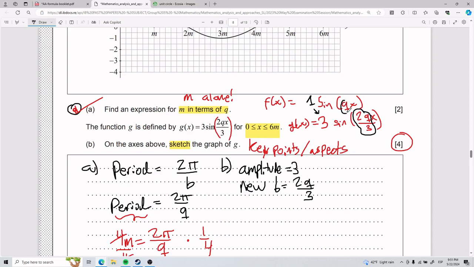Before your b was just q, now it's 2 over 3q. Everything else is the same. And so you have a new amplitude, and you have a new b, and you just see how this affects your max, your min, and all that stuff, right?